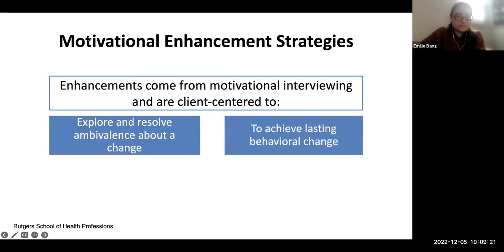So when we're thinking about motivational interviewing, we're really focusing on this idea of helping the person to explore and resolve that ambivalence that they might be experiencing about making a change. And then to get to that point where they're in sustainment, where they're achieving that lasting behavioral change.